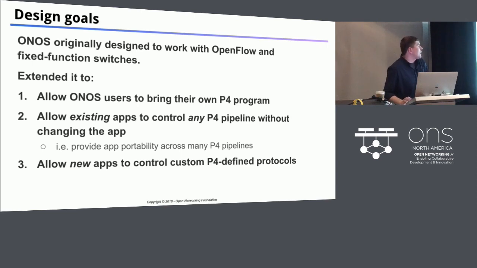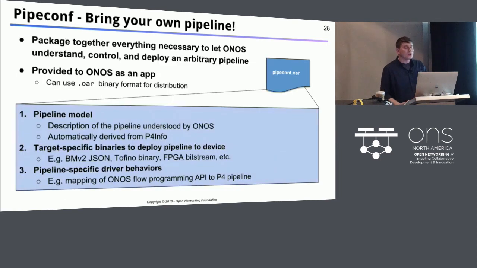The second is to allow existing applications that are available in ONOS today and perhaps are already used in production to control any P4 pipeline without changing the application itself, essentially providing application portability across different pipelines. Third, because P4 can be used to specify new protocols that perhaps don't exist today, we want to find ways to allow new applications to control custom and P4-defined protocols. So to do that, we came up with this concept of a Pipeconf.